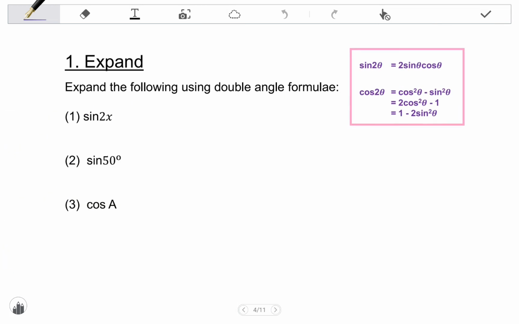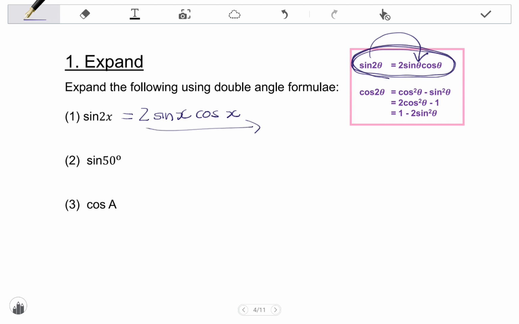So in this first example, we are going to expand, and the instruction is to expand the following using double angle formulae. And just to help us out here, I have summarized the formulae in our little pink box here. So if we look at the first one, I have sine 2x. So I am doubling the angle x, and it is a sine double angle, so I would expand it according to the formula. Okay, so expanding, I go from left to right. So I have 2 sine, and then the angle that is being doubled, which is x, then cos the x again.